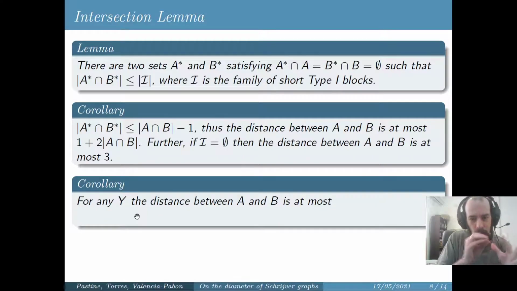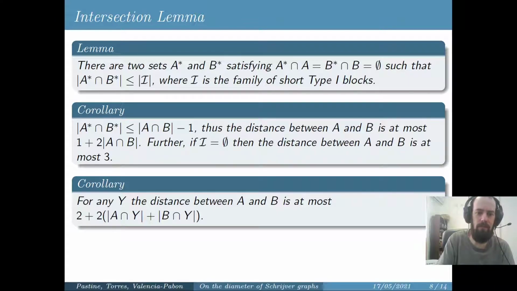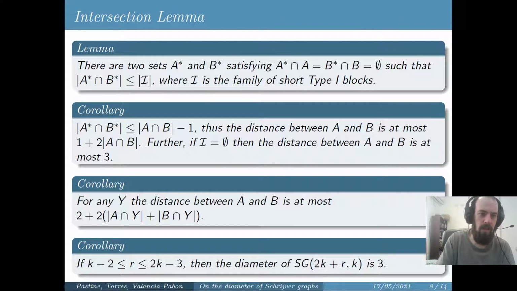Another corollary that I want to show you, because we're going to use it in the next slide as a tool, is that for any third vertex y, the distance between A and B is at most 2 plus 2 times the intersection of A and y plus the intersection between B and y. And finally, counting a little bit of the places that you may have, the diameter of SG(2k+r, k), when r is between k minus 2 and 2k minus 3, is at most 3. It's not exactly 3 from there. We also need to have an example of two vertices that are at distance 3, but I'm not going to show you that here. Okay, but these three corollaries we're going to use in the next slide.